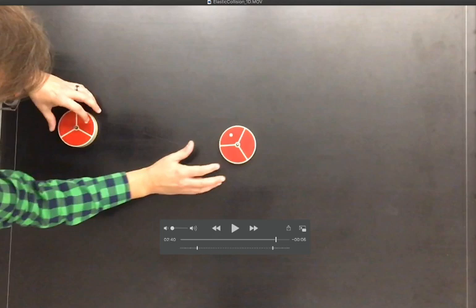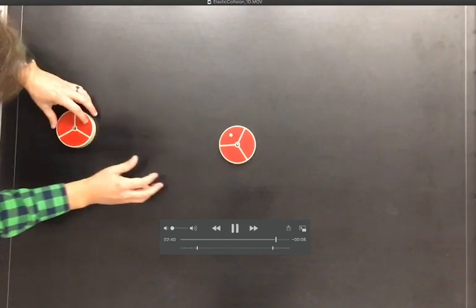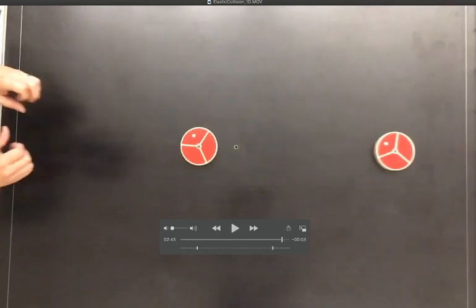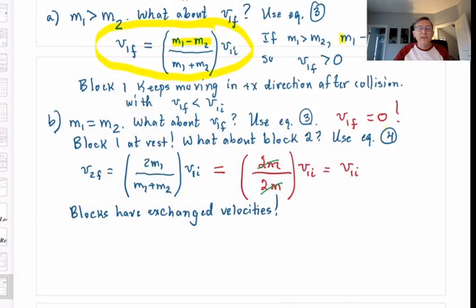Let me show it again. Here we go. That was pretty good, right? That one, the first one basically stopped, and the second one went right off in the same direction as the first. Okay, so there is an example of the exchanging of velocities. One-dimensional elastic collision, equal masses.